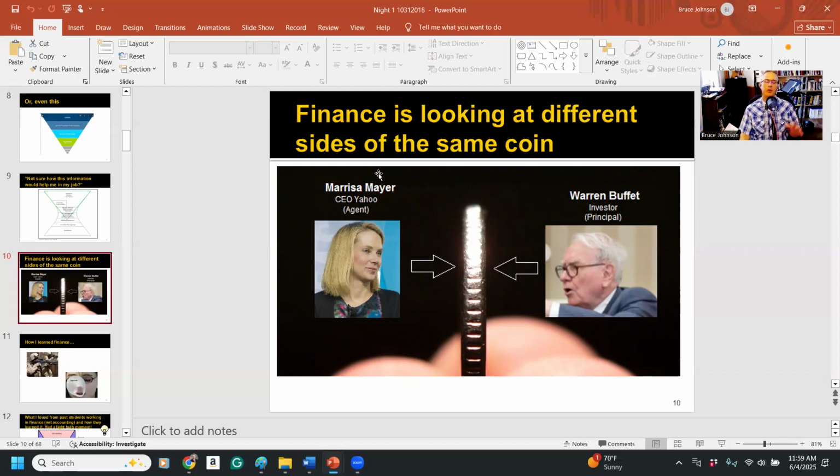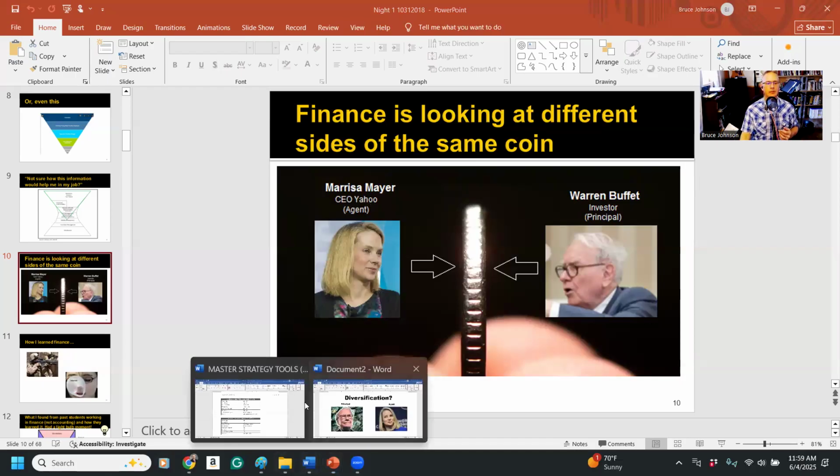Now, if you're the agent, you're looking at the same thing. If you're a real estate agent selling a house for a couple, you want to get as high a price as you can. So we're looking at the same data point, which is the price of the house, but you're looking at it from different perspectives. So when you take a finance class, it's very hard because if you don't know what hat you have on right now, am I the principal or am I the agent, then you get really screwed up. And that's where that diversification thing, I think, gets blown up and people don't understand it.